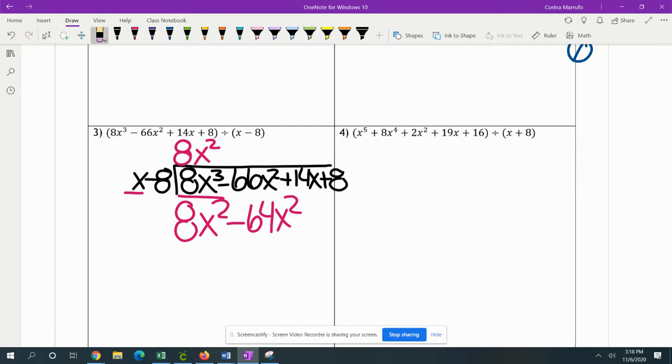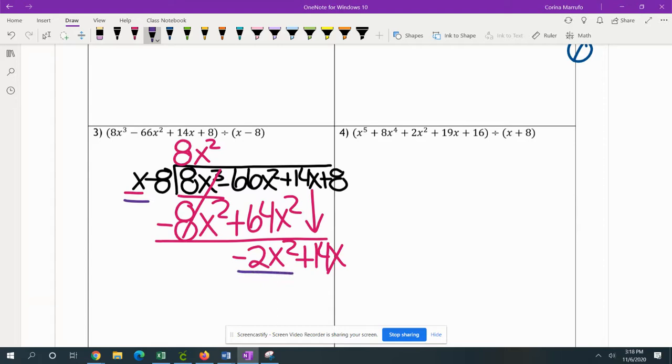Okay, so then our next step is to subtract. So we subtract the 8x cubed, and when we subtract the 64, it ends up turning into a positive 64. So this cancels out. Negative 66 plus 64 gives us negative 2x squared, and then we drop the next term, which would be plus 14x. All right, and then we start all over again. We have an x, and we need a negative 2x squared. So that is going to give us negative 2. And then x times x is going to give us that x squared that we need here.